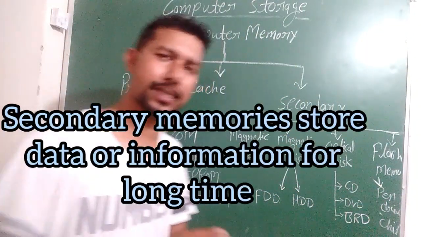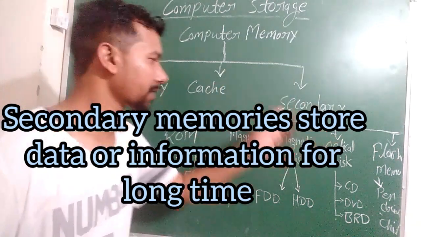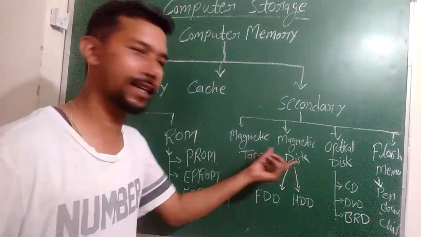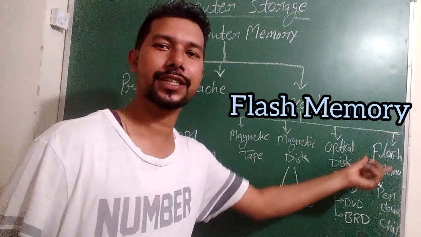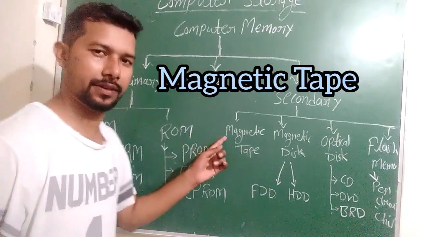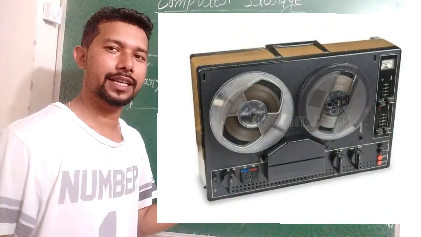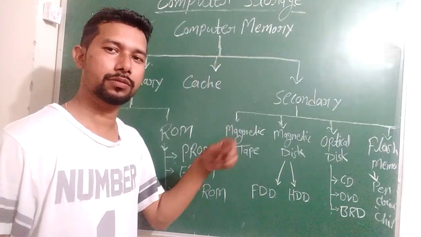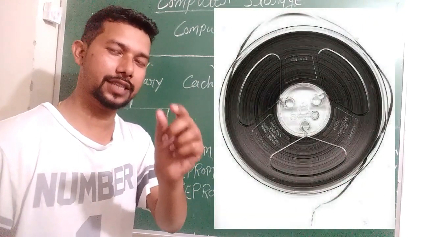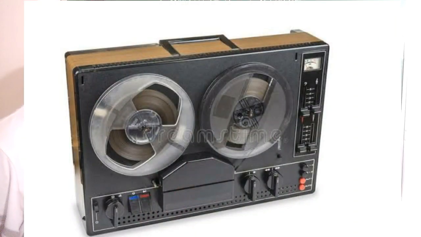Secondary memory has a very vast range. Secondary memory is connected outside and is also divided in four parts: magnetic tape, magnetic disk, optical disk, and flash memory. First one is magnetic tape. Now look at the diagram, this is the magnetic tape. It is a streak to store magnetic data on a circle, and it looks like your previous year audio tape.